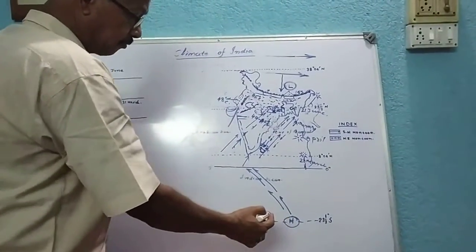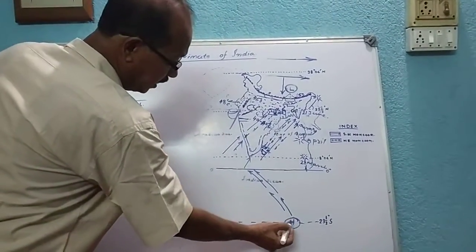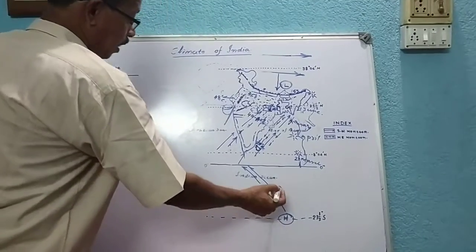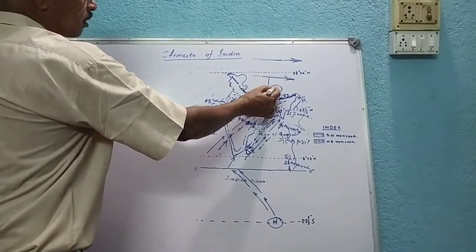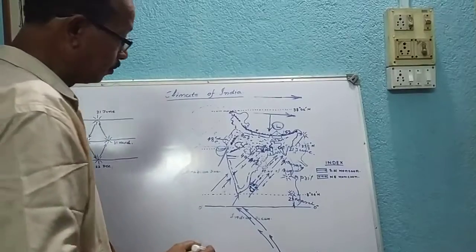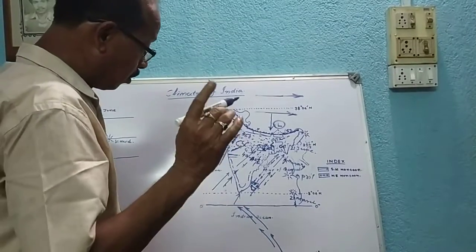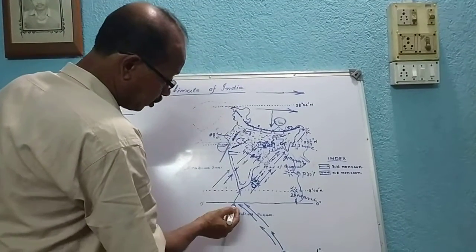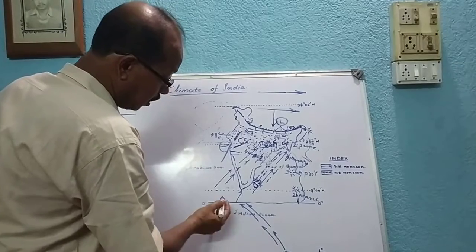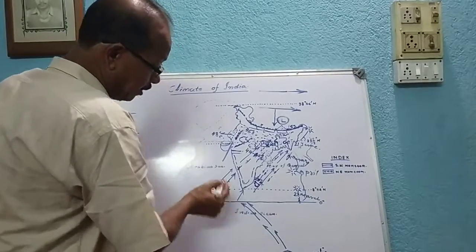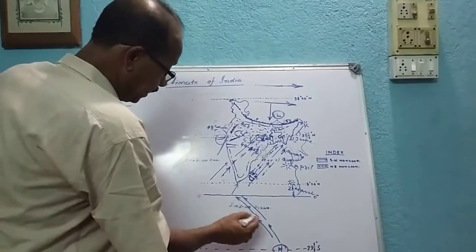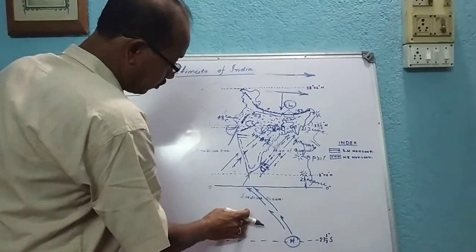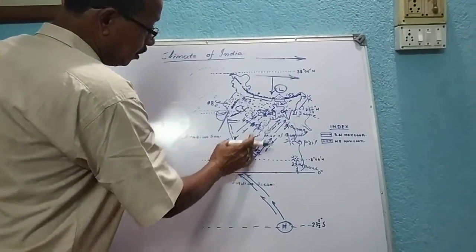A strong high pressure trough is found over the Indian Ocean, and from the high pressure to the low pressure trough over the Tibetan Plateau, wind blows following the direction as per Ferrel's law. It turns towards the left in the southern hemisphere and towards the right in the northern hemisphere.